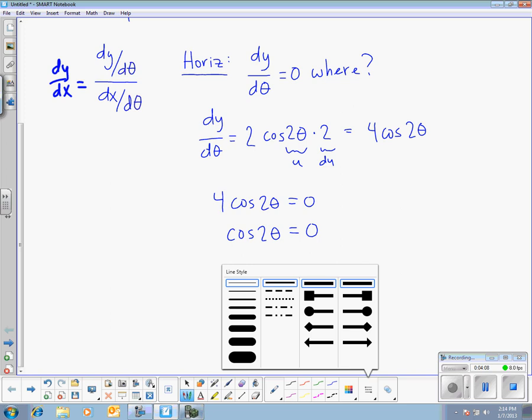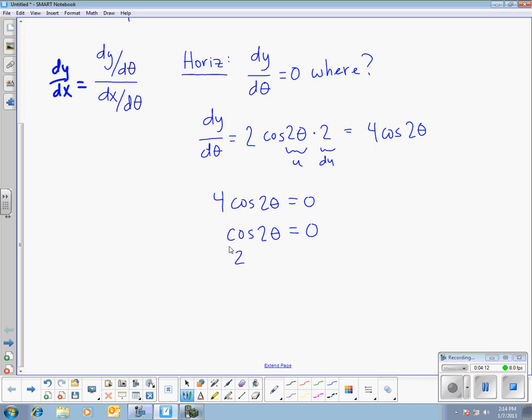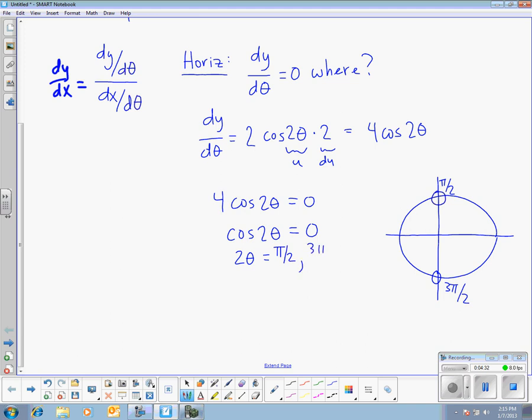So now your next question, back to your good old trig equation days, is where is cosine 0? Because 2 theta needs to equal that. Okay, so cosine is 0. From 0 to 2 pi, cosine in my x is 0 up here at pi over 2, and down here at 3 pi over 2. So 2 theta can equal pi over 2 or 3 pi over 2.